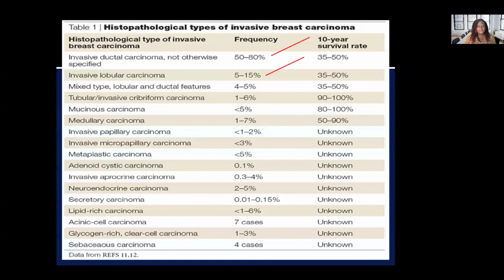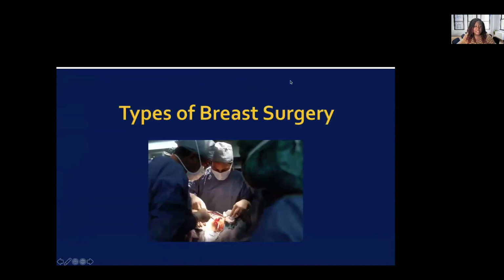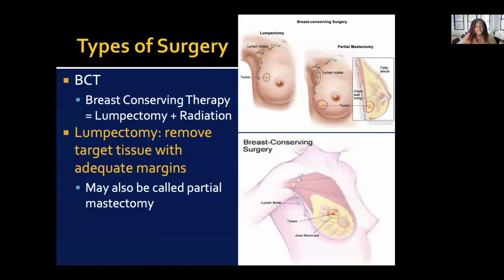Now, looking at those histopathological types of breast cancer again, you can see invasive ductal is the most common, followed by invasive lobular carcinoma. Now, let's discuss the types of breast surgery. Different terms for breast conservation therapy include lumpectomy, partial mastectomy, quadrantectomy, and more. Breast conservation therapy is a lumpectomy with radiation. The lumpectomy is when we remove the target tissue with adequate margins. It may also be called a partial mastectomy at times, so be ready to interchange those terms.